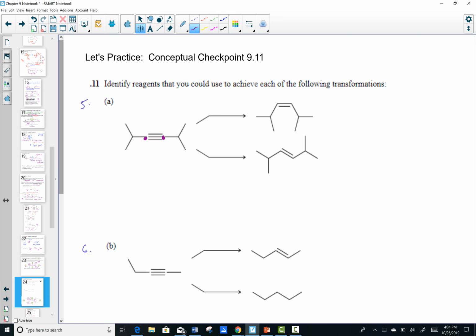Here we have a triple bond, 1, 2, 3, 4, 5, 6 carbons long. 2,5-dimethyl-3-hexyne. I notice that I'm creating a cis configuration. We've now moved it to cis. Well, we'd have 2,5-dimethyl-3-hexene. Let's write that just for the practice.